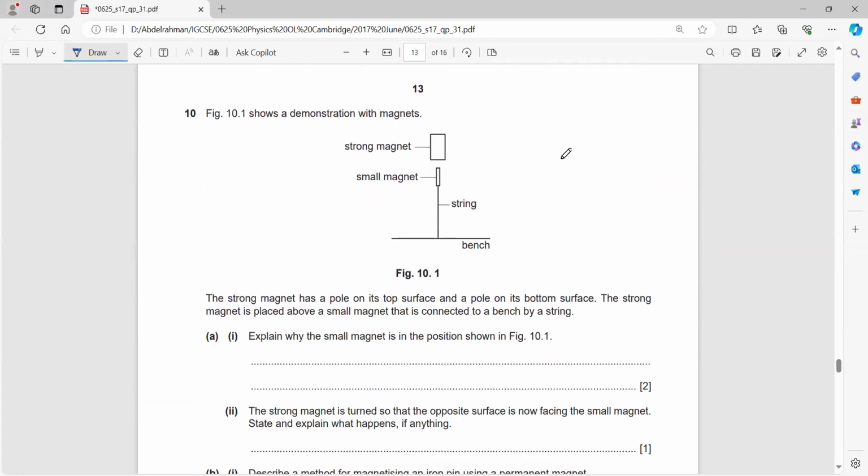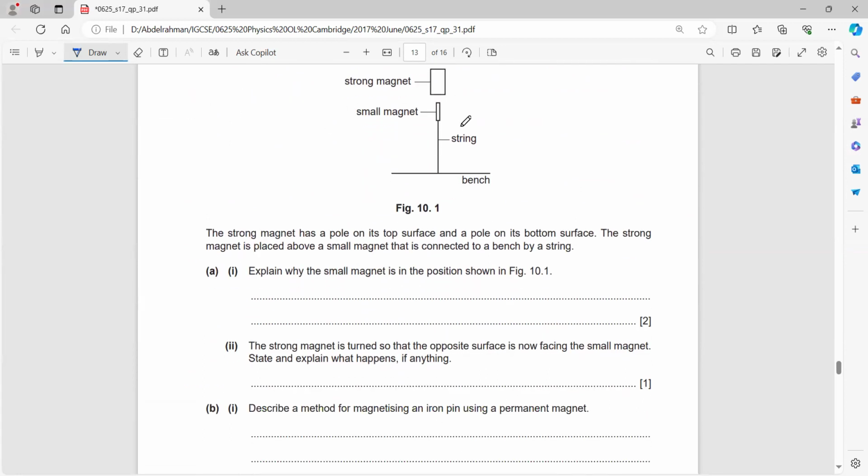I have some magnets, a strong magnet and a small magnet. Explain why the small magnet is in the position shown. Why is the small magnet in the position shown? Any ideas? Why is it pulled? No one? Seems like you've forgotten this part.